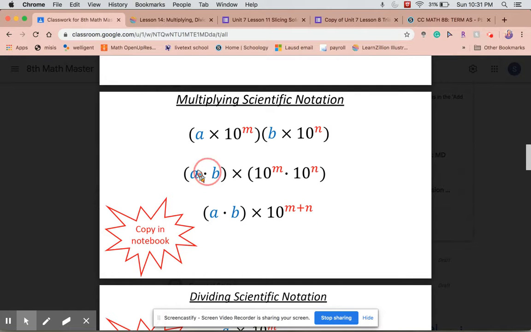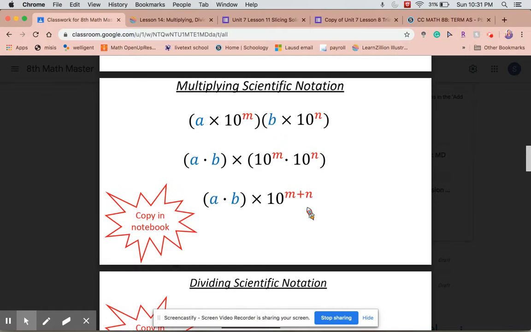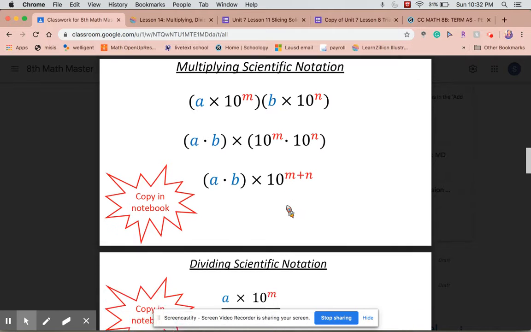So the numbers without exponents, you multiply them. And then you keep your power of 10 and you just add the exponents. That's it. And we'll see some examples of that in a minute. Okay? So the only difference is that we multiply the two numbers that do not have an exponent. We keep the base 10, and we add the exponents. Okay? We'll do examples in a minute.